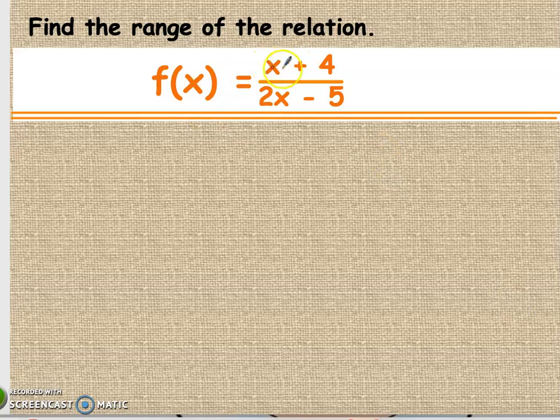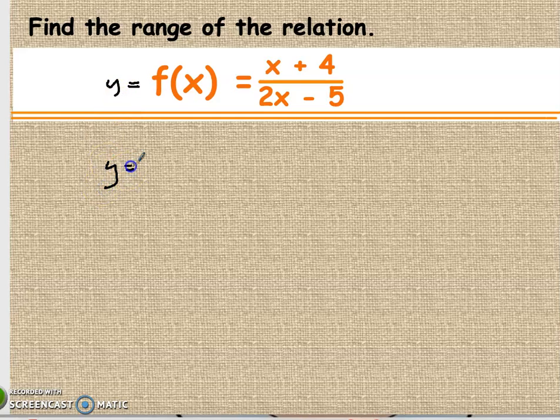F of x equal to x plus 4 over 2x minus 5. It's a rational function, and when we deal with a rational function, it's easier to find the range algebraically, not graphically, because it will take a lot of time to graph this function. So here we have f of x or y equal to x plus 4 over 2x minus 5. What we need to do is to find x in terms of y.